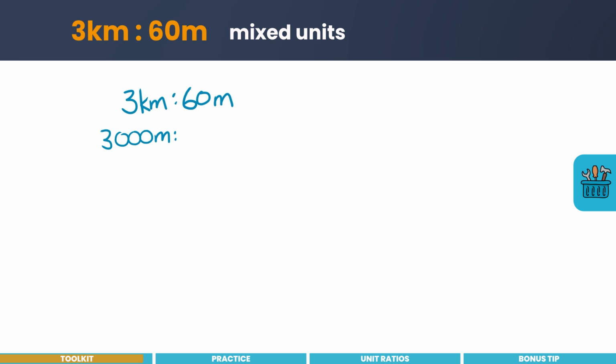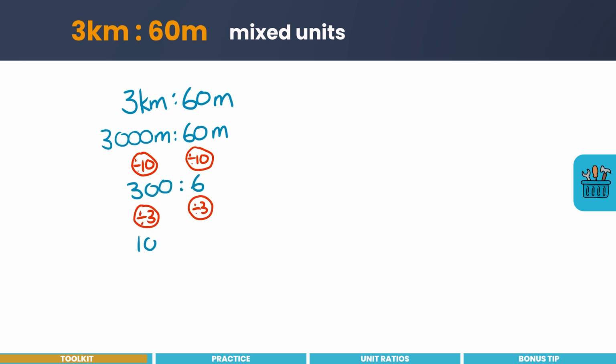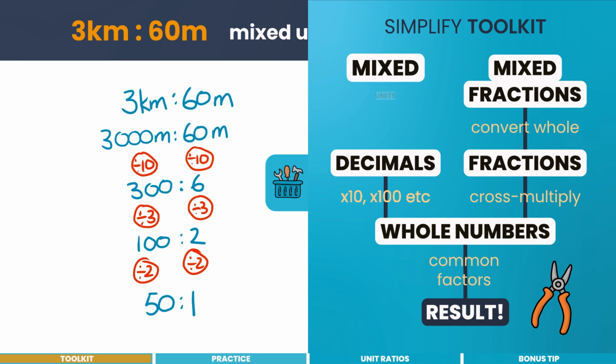We now have a whole number ratio of 3,000 to 60, so let's get those common factors. I can see they both immediately divide by 10, so now we're at 300 to 6. And these both divide by 3, so we've got 100 to 2. And these are both even, so they divide by 2 to give 50 to 1. And I don't think we can simplify further than that. So this is the final method to add to our toolkit when we have mixed units. Convert them to common units and we'll be left with one of our other types of ratio.